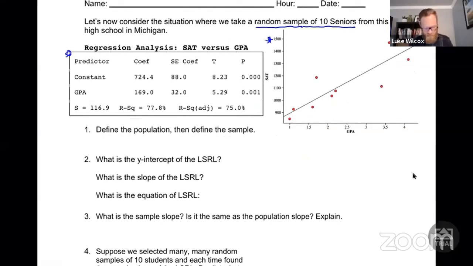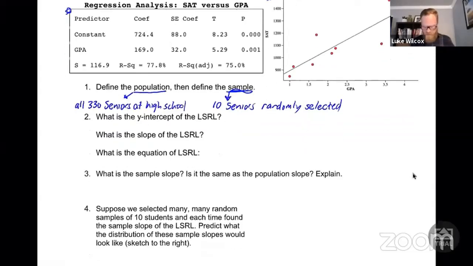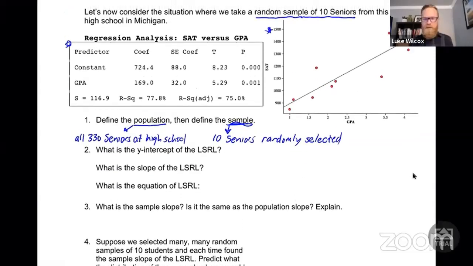So question number one, to define the population. Well, I think we did that already on the previous page. That's all 330 of the seniors at this high school. But this time we don't have data for all of these students. We only have a sample. And so the sample in this case is the 10 seniors that have been randomly selected. Okay, so the format of this page is going to look very similar to the previous page, so I think we can move pretty quickly through this.